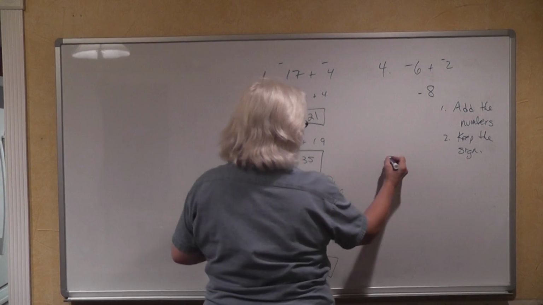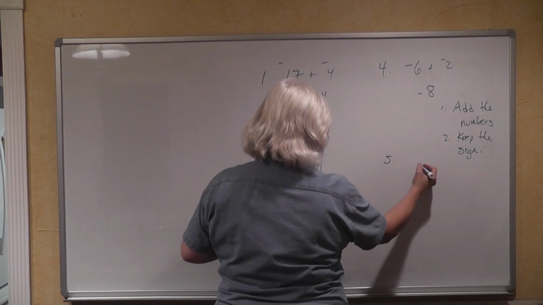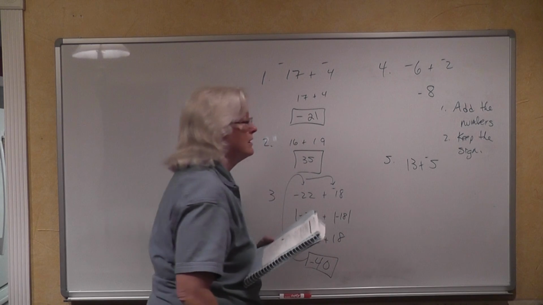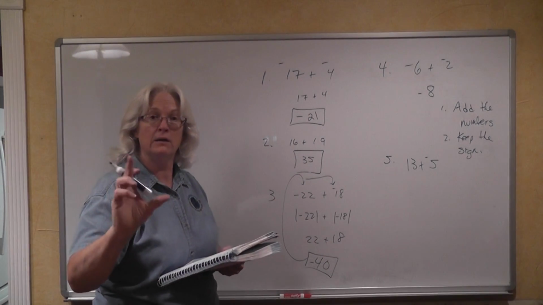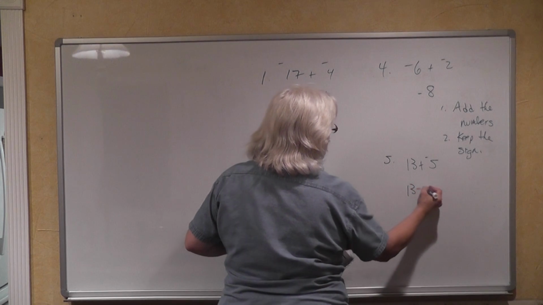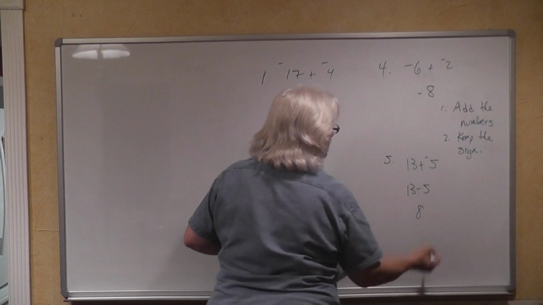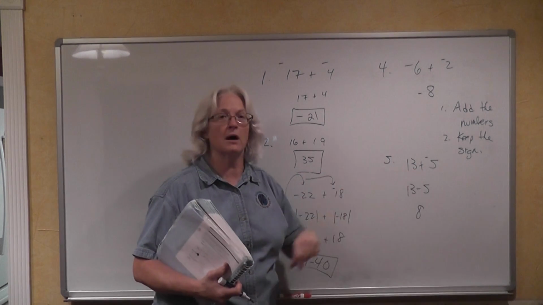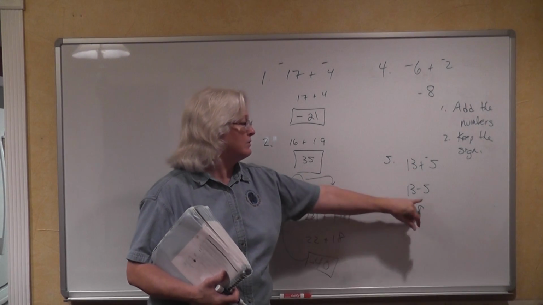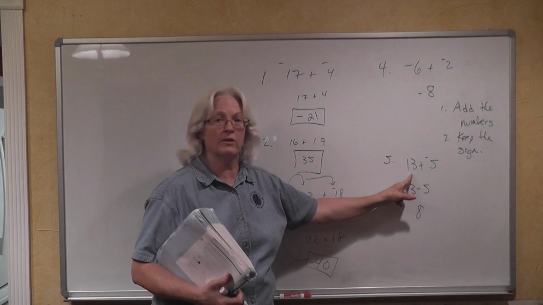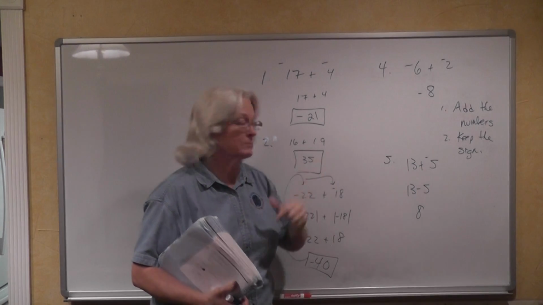Number 5, 13 plus the opposite of 5. Oppositely signed numbers, when you add them, subtract the smaller looking number from the larger looking number, ignoring the signs. 13 plus the opposite of 5, 13 minus 5 is 8. We look at the sign in front of the larger number.